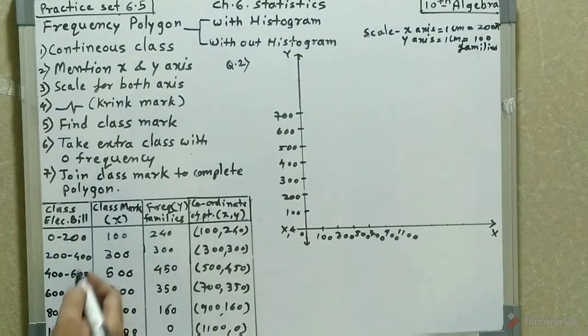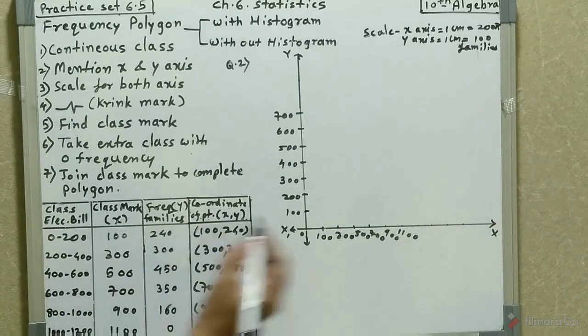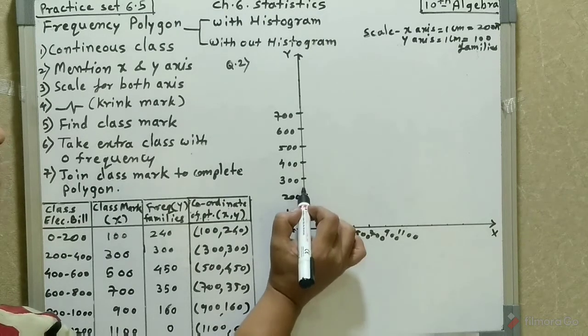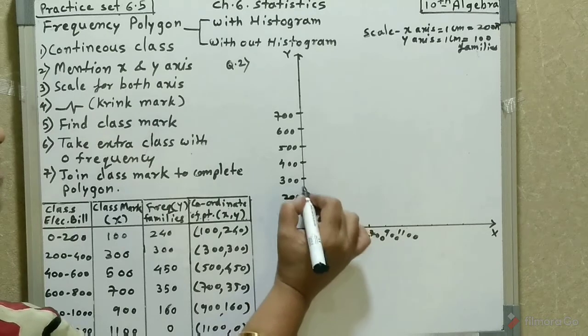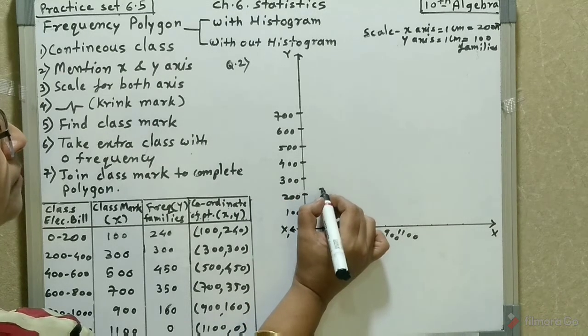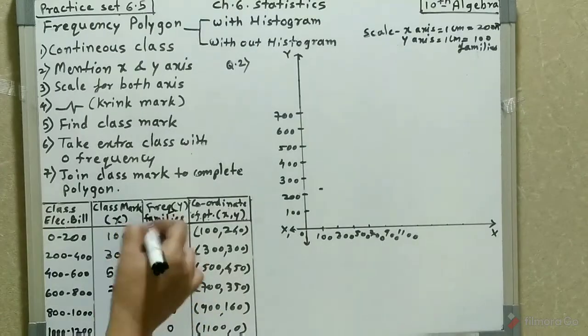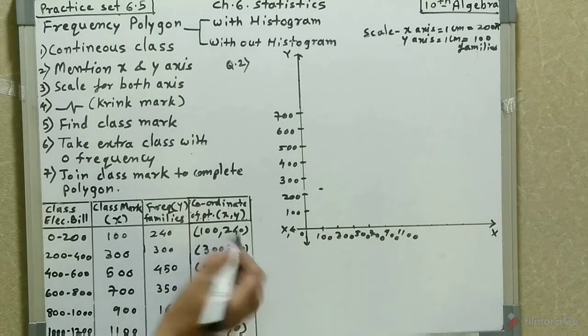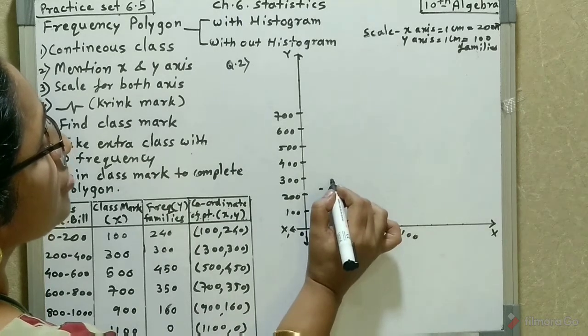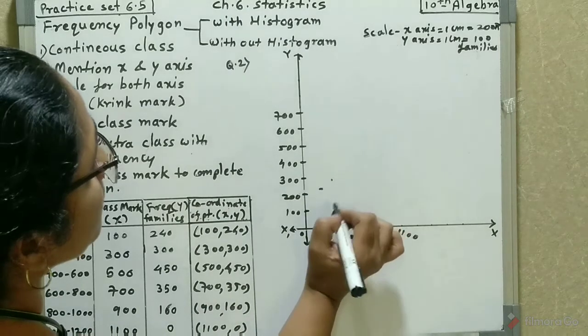Okay. Now we plot the first point, 100 to 240. Here 100 and 240 is here, 20 and above that, the 4 lines. So here 240 on the y-axis. Then 300, 300. Here 300, here also 300.